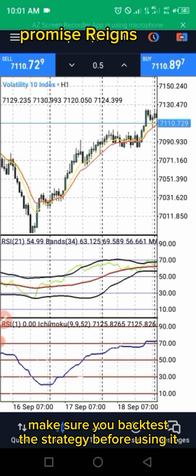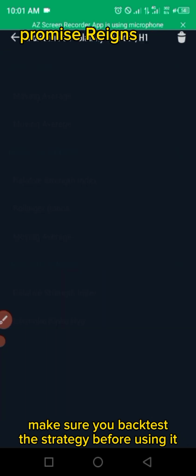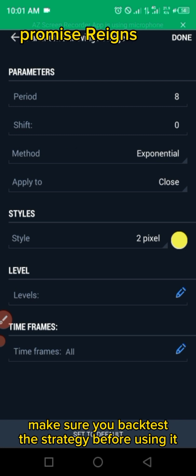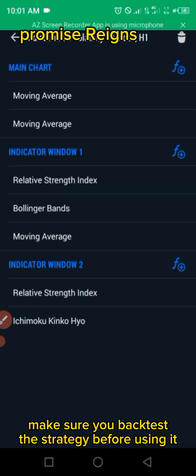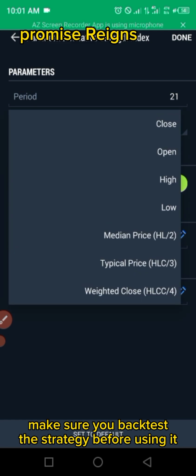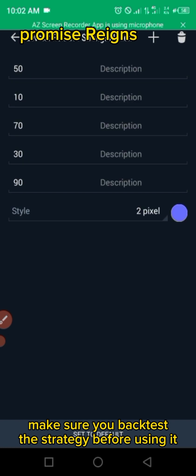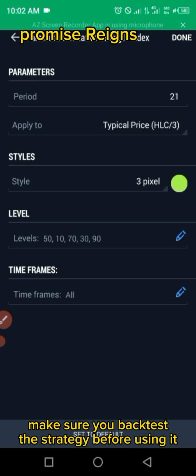Very, very profitable strategy. Before we go into how the strategy works, let me show you the settings. On our main chart, we have an exponential moving average, period 8, color yellow. Next, a 13 exponential, color red. The first indicator window has RSI with period 21, applied to typical price. Our levels are 50, 10, 70, 30, and 90.